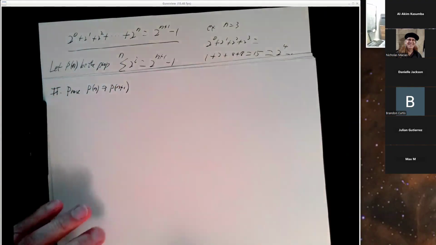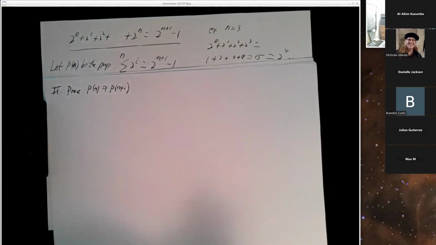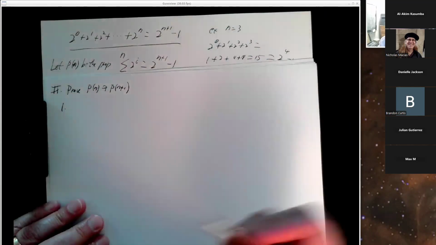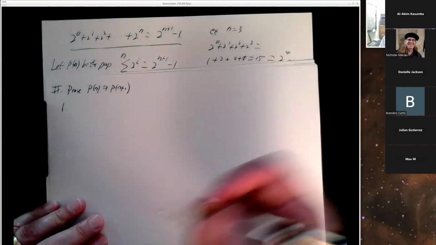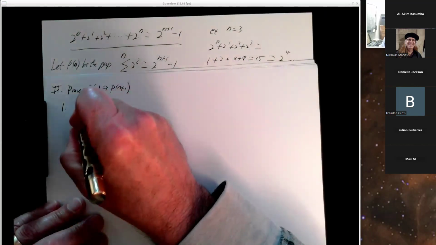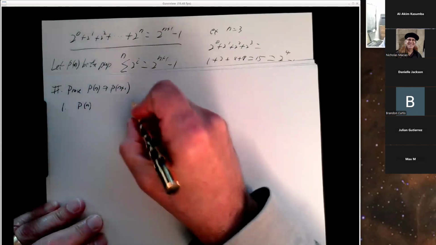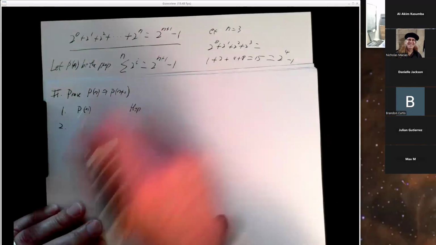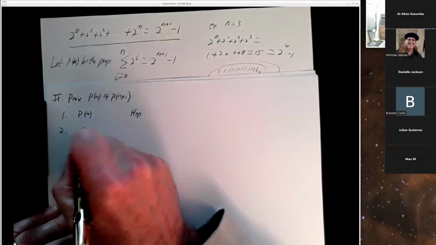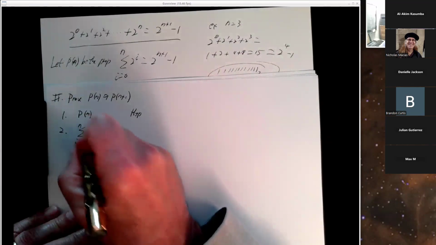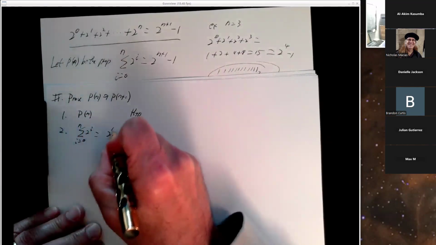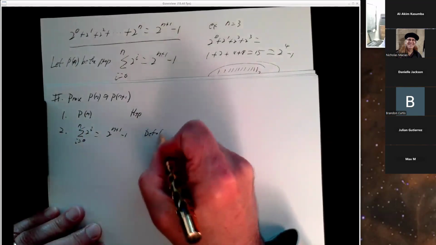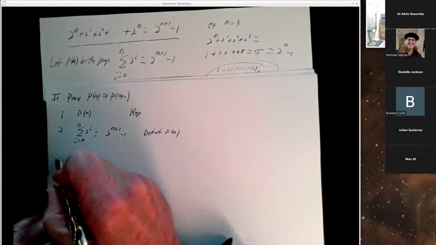So prove P of n implies P of n plus 1. It's boilerplate at this stuff. We're always going to do kind of the same things in the beginning of these. I'm going to start with P of n. That's a hypothesis. I'm going to write what P of n says, which is the sum from i equals 0 to n of 2 to the i equals 2 to the n plus 1 minus 1. That's the definition of P of n.